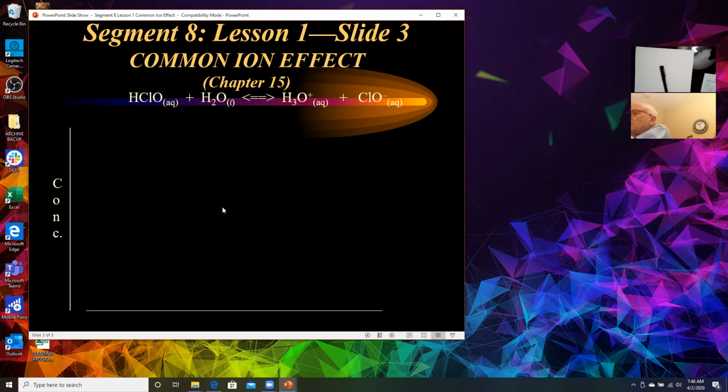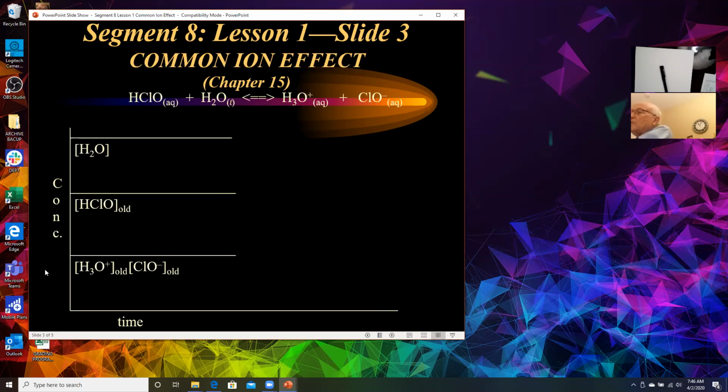Now let's look at what happens. Say we're looking at the concentration versus time, and once this equilibrium is established, those concentrations all remain constant. Now it is a dynamic equilibrium, so you do get reaction in both directions, and it can be quite rapid, but the same speed of reaction is occurring in both directions, so the net concentrations don't change.